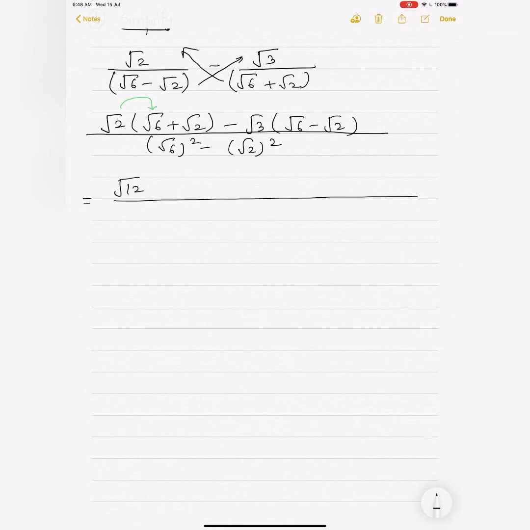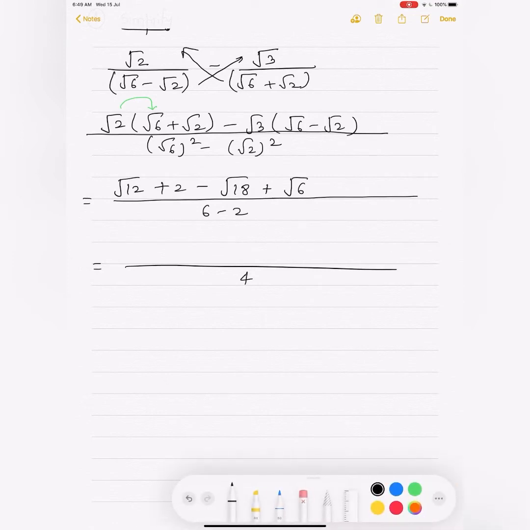Then multiply root 2 into root 2, next number. So that will be 2. Root 3 into root 6, root of 18. Minus into minus, plus. Root 3 into root 2 is what? Root of 6. Upon 6 minus 2. So what will this give you? 4.